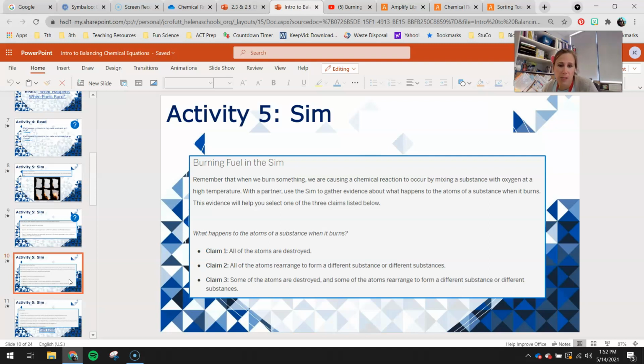This evidence will help you select one of the 3 claims listed below. So again, these are the 3 claims that you guys just took a whack at to figure out which one was correct. All of the atoms are destroyed, all of the atoms rearranged, or some of the atoms are destroyed and the other ones rearrange.